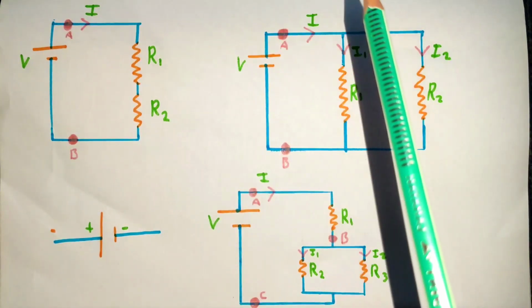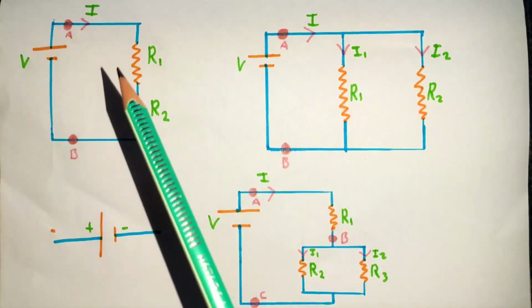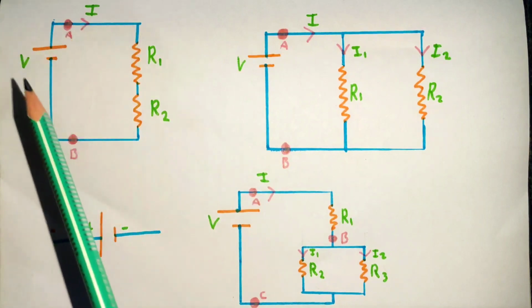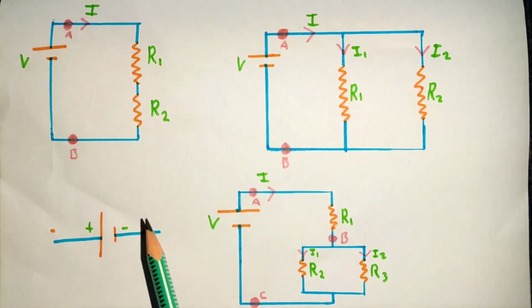Now, how can we maintain that potential difference? It's simple, just by adding a battery or a cell. As you know, a battery has two terminals, a positive terminal and a negative terminal.